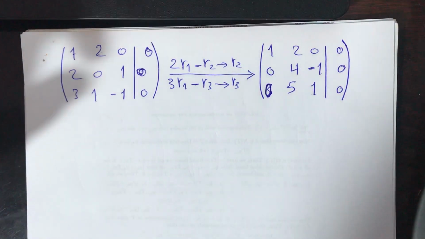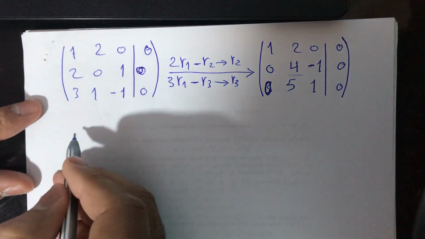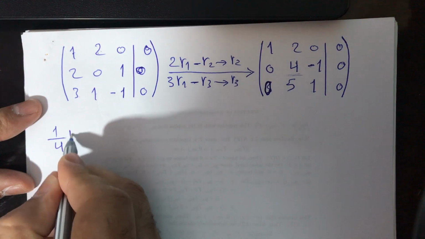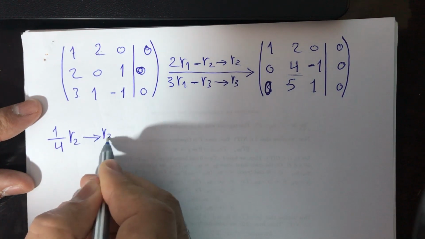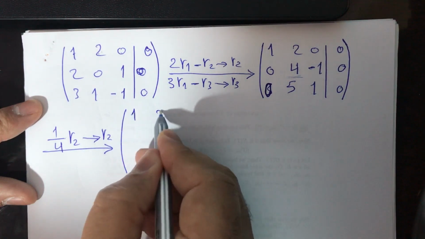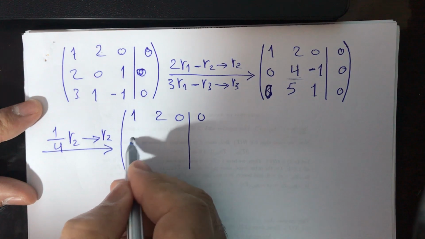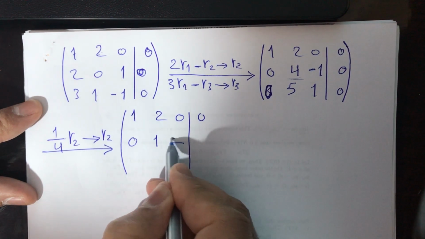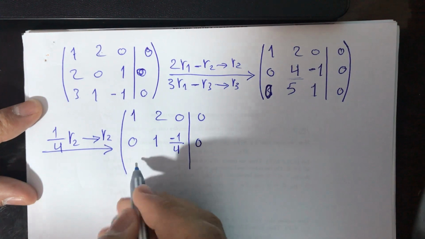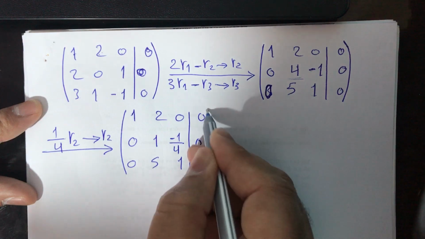Now we try to make this 1, by multiplying 1 over 4 r2 in r2, write in r2. This implies this is the same, 1 2 0, and here 0, and here 0 1 minus 1 4 0, 0 5 1, and here 0.